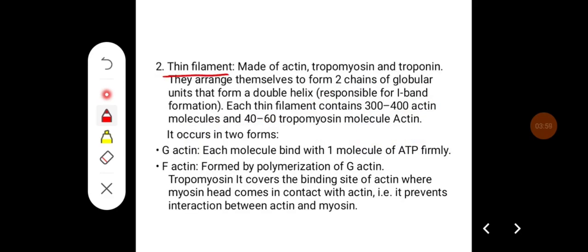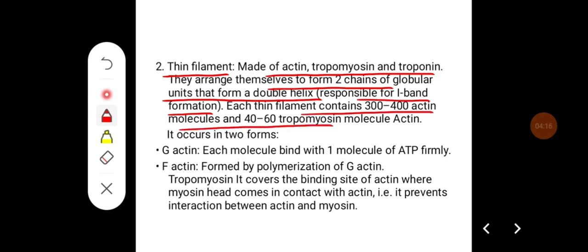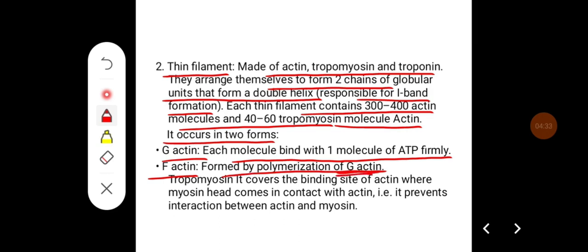The thin filament is made up of actin, tropomyosin and troponin. They arrange themselves to form 2 chains of globular units that form a double helix, which is responsible for the I band. Each thin filament contains 300 to 400 actin molecules and 40 to 60 tropomyosin molecules. Actin occurs in 2 forms: G actin, where each molecule binds firmly with 1 molecule of ATP, and F actin, which is formed by the polymerization of G actin.